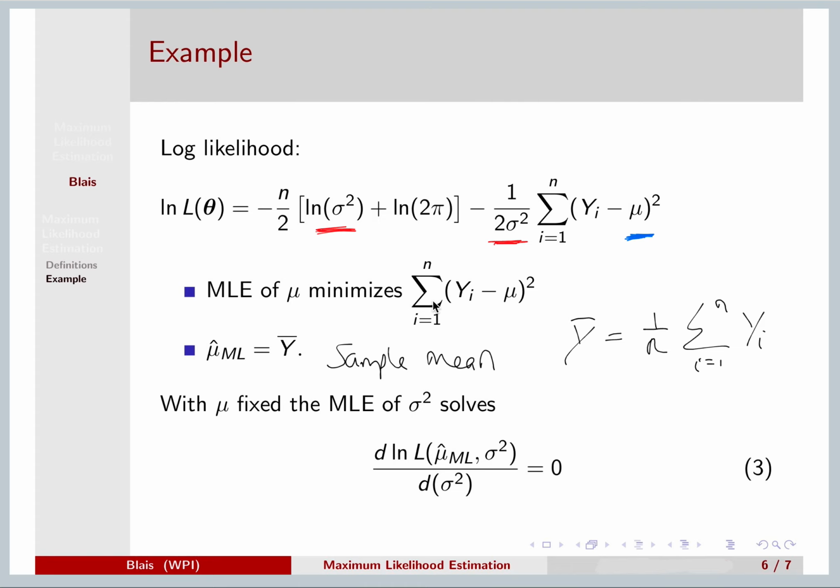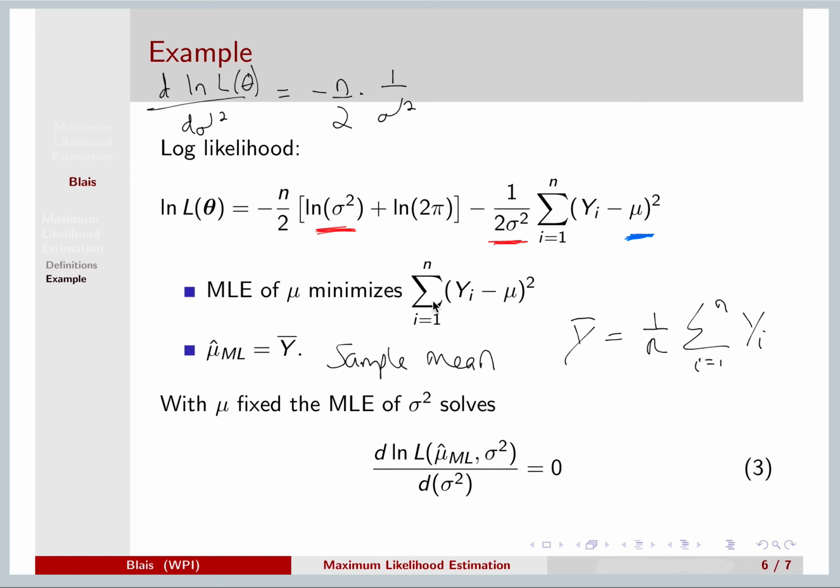So if we do that, let's start here. So our first term, we have a minus n over 2, so that will stick around. So the derivative of the log likelihood with respect to sigma square, we have minus n over 2. And then we're multiplying by this natural log of sigma square. So the derivative of that with respect to sigma square will be 1 over sigma square. There is no sigma squared term appearing in this negative n over 2 times natural log 2 pi. So the derivative of that term with respect to sigma square is 0.